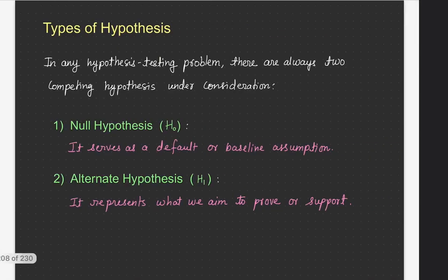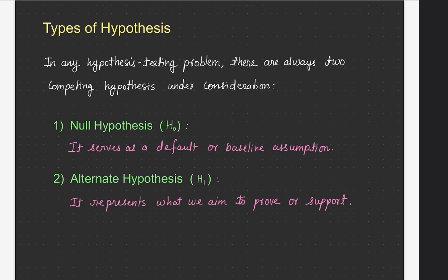If I start with the formulation of hypothesis, first we see that there are two different types of hypothesis which we formulate. There are two competing hypotheses under consideration. The first one is the null hypothesis and the second one is the alternate hypothesis. Basically, the null hypothesis is denoted by H0 and the alternate hypothesis is denoted by H1. This is a standard notation. I'll be using H0 throughout, and next time if I say H0, it's nothing but the null hypothesis.